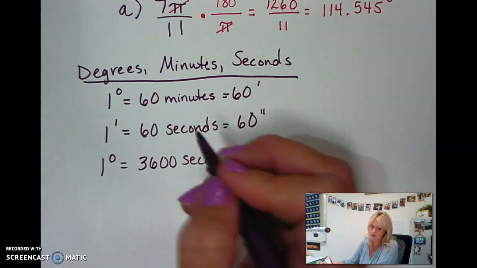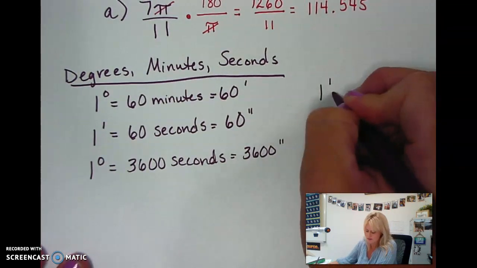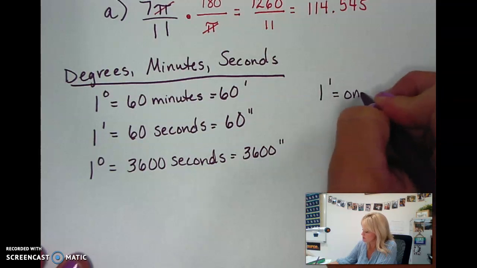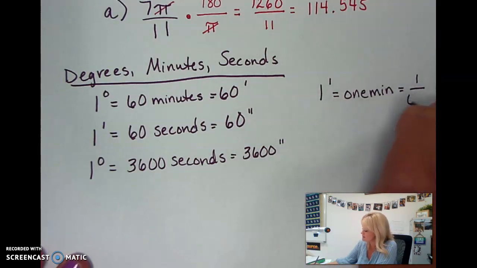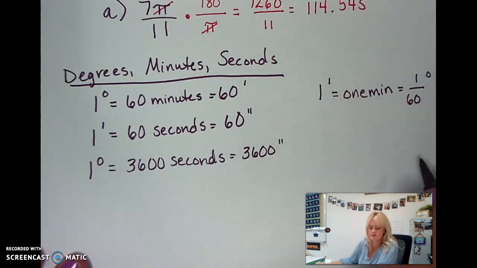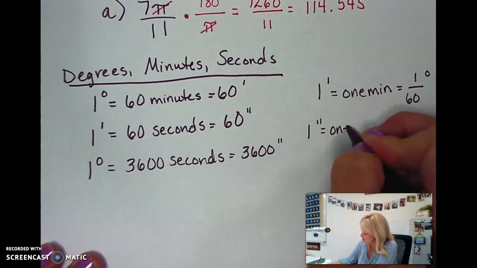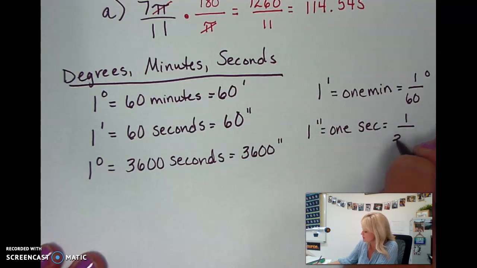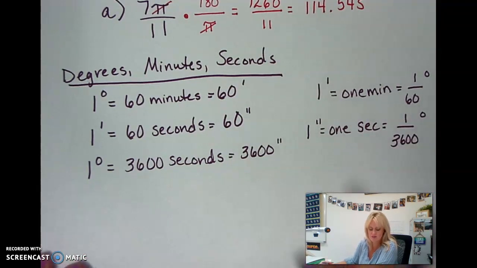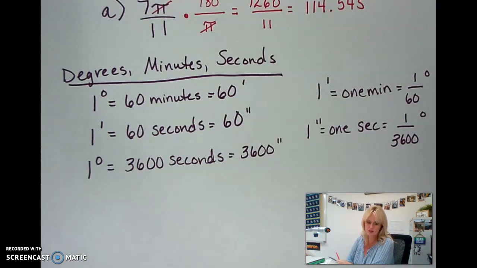Now, it can work the other way around. 1 minute is equal to how much of a degree then? 1/60th of a degree. So 1 second is equal to how much of a degree? 1/3600th of a degree. So those are important conversions to make sure you understand.